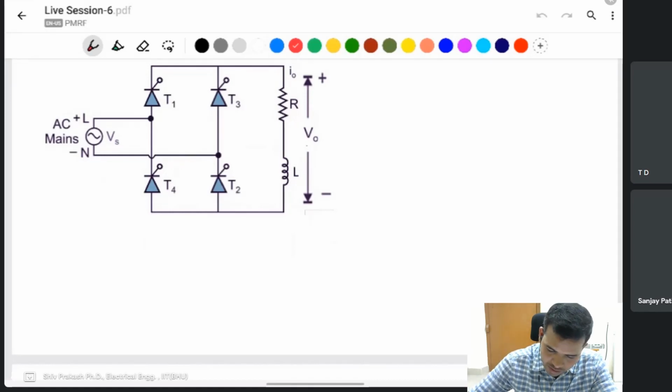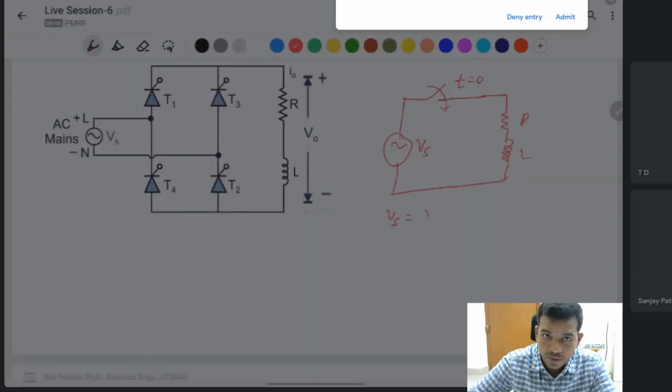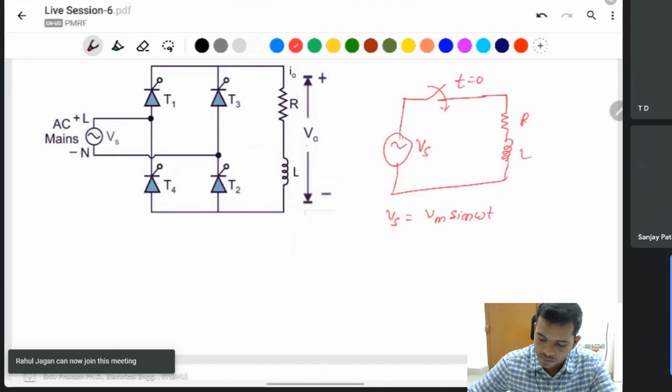Let's assume a circuit with switching, RL load connected. Switch is closed at t equal to 0, and Vs equal to Vm sin omega t, AC supply. Then what is the current expression in the circuit?